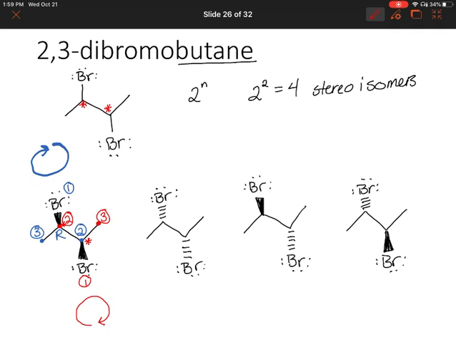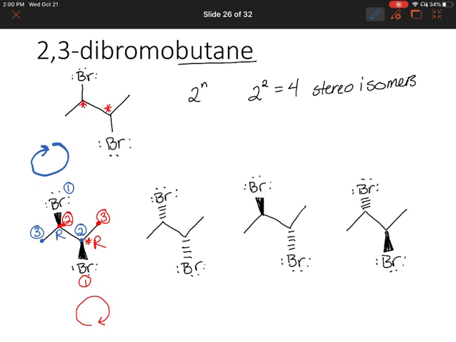Towards the right. So is that R or S? R. All right, so this is looking very similar to our last problem, right? We have two R's for the first molecule. And then let's go through and assign the stereocenters in our other three molecules.